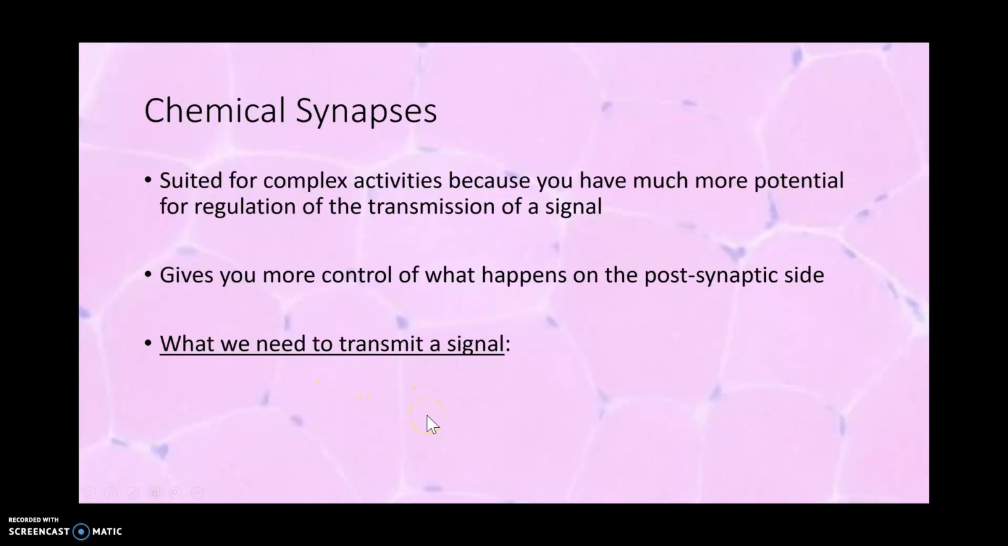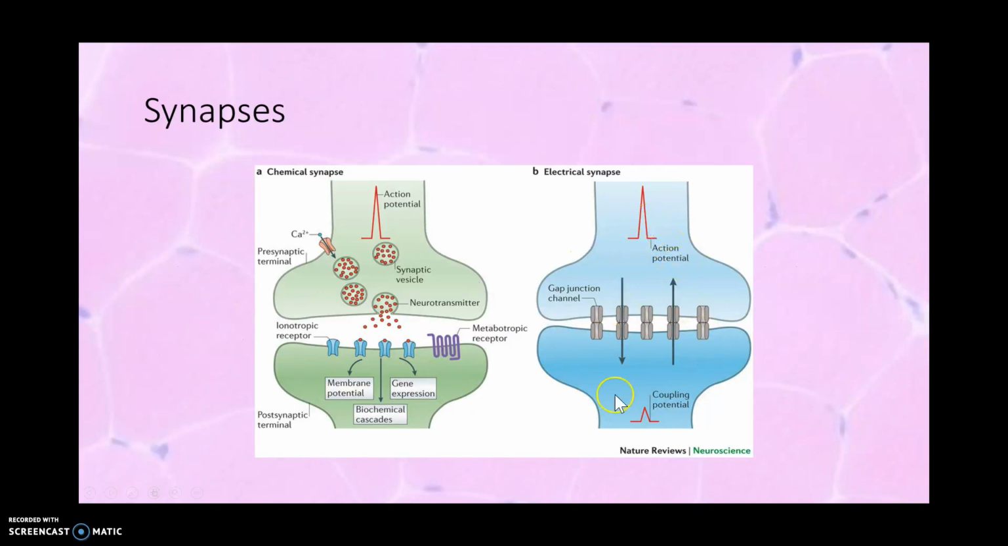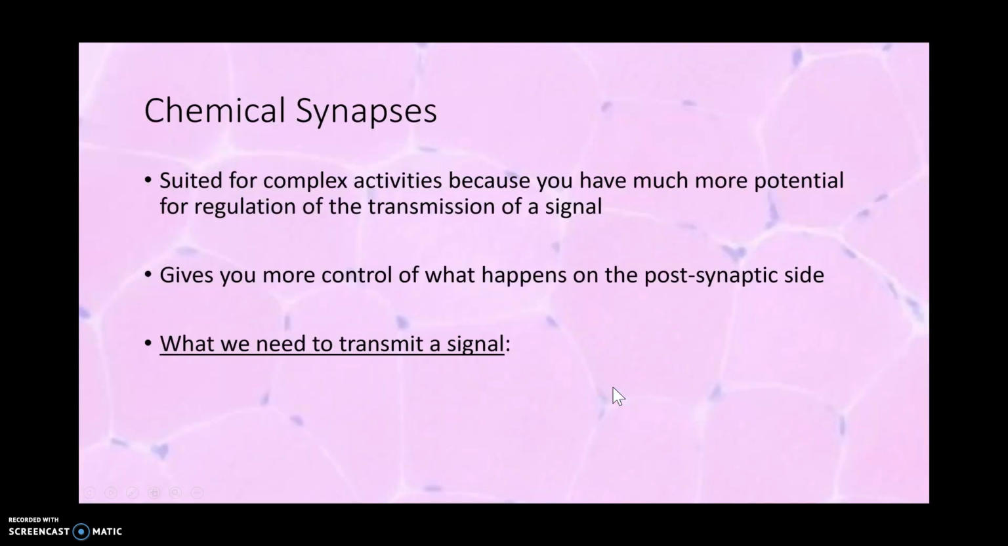So these are suited for complex activities because you have so much more potential for regulation of the transmission of that signal. Over here with the electrical synapse, you really don't have much control. It's going to go through those gap junctions and so forth. But if we needed to alter something on the postsynaptic side, this gives us a tiny bit of time to do so. So we have a lot more control at this synapse than we do at the electrical synapse. They are more appropriate to use as activities become more complex. These give you more control of what happens on that postsynaptic side.